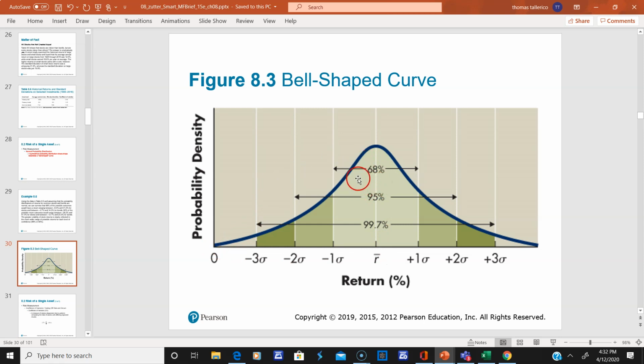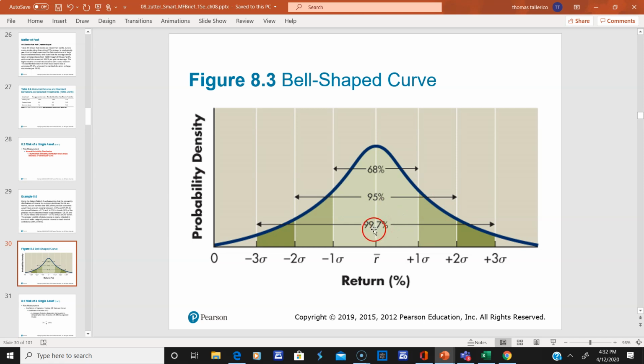Now, one standard deviation from the mean, right, here's the mean, takes up 68% of the area under this curve. Now, the total area under this curve is equal to 1 or 100%, right? So two standard deviations gives you a 95% confidence interval. That's 95% of the area under the curve.